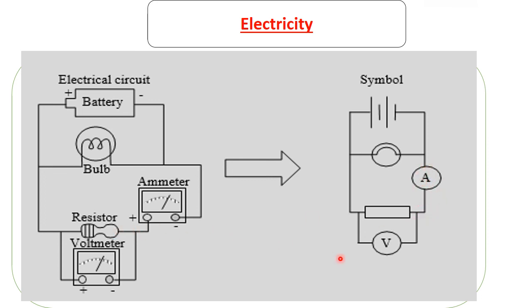A resistor, you just have to put this if it's not a variable resistor. A voltmeter, you just have to put V. It's not important to show the polarity, to show that this is positive and this is negative. Just like this, it's okay. So this is how to break down something that is real to something that is on paper.